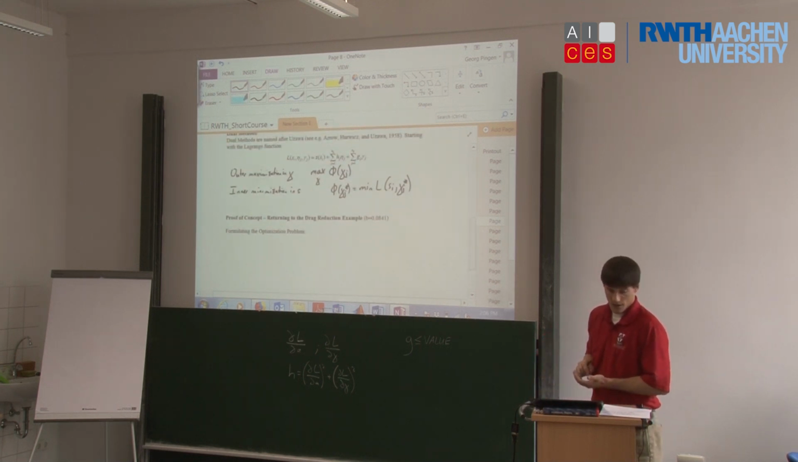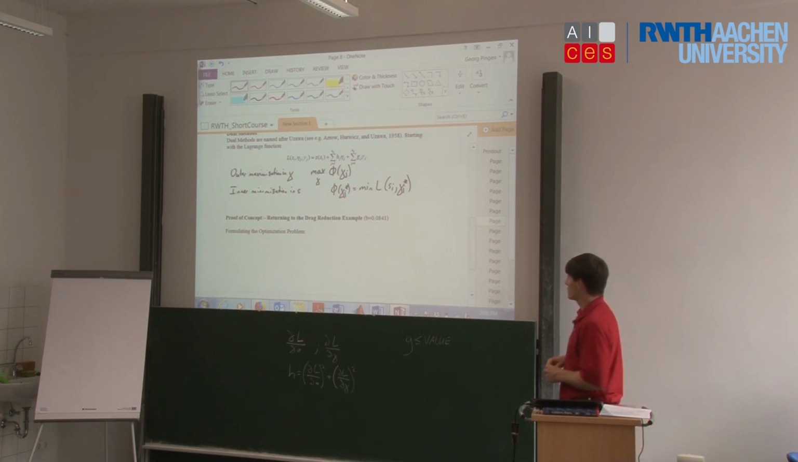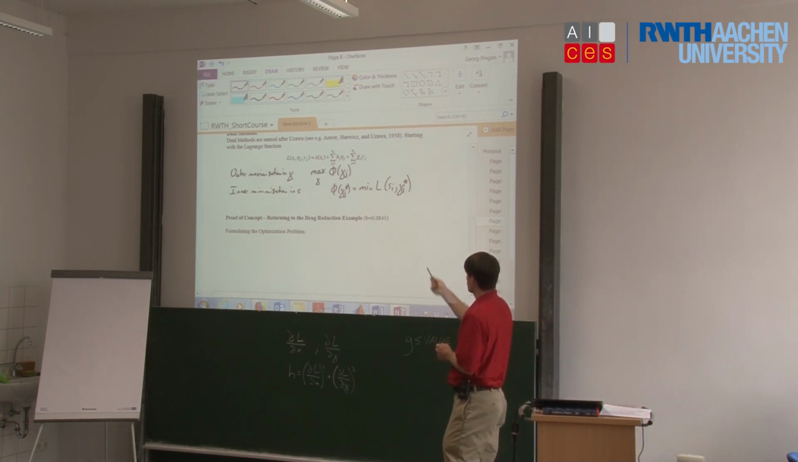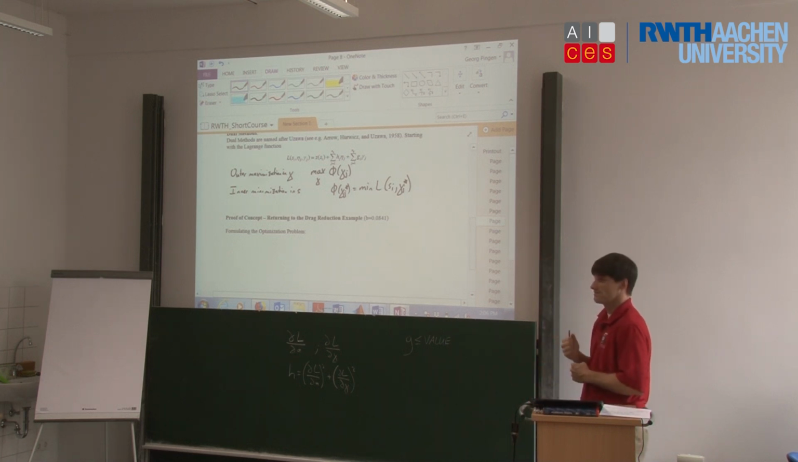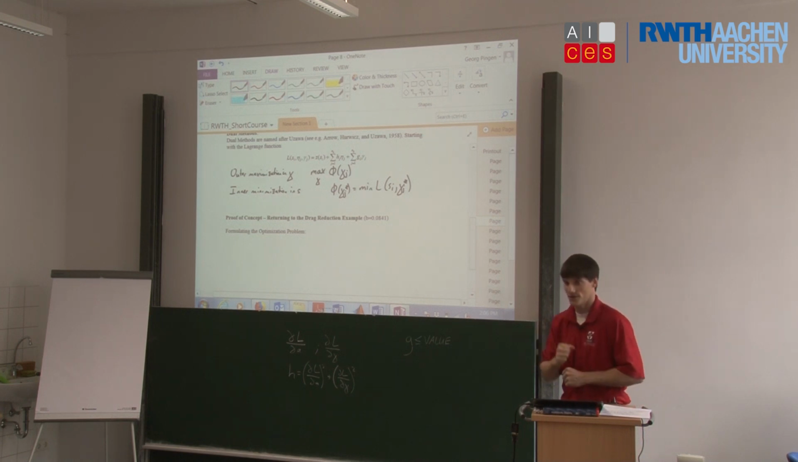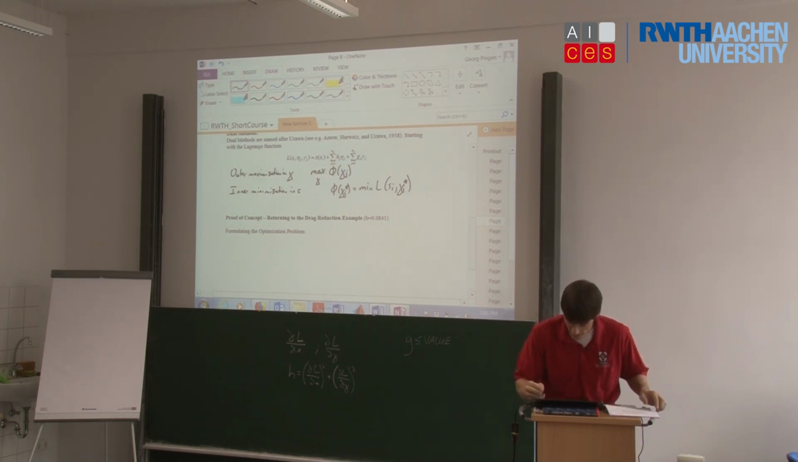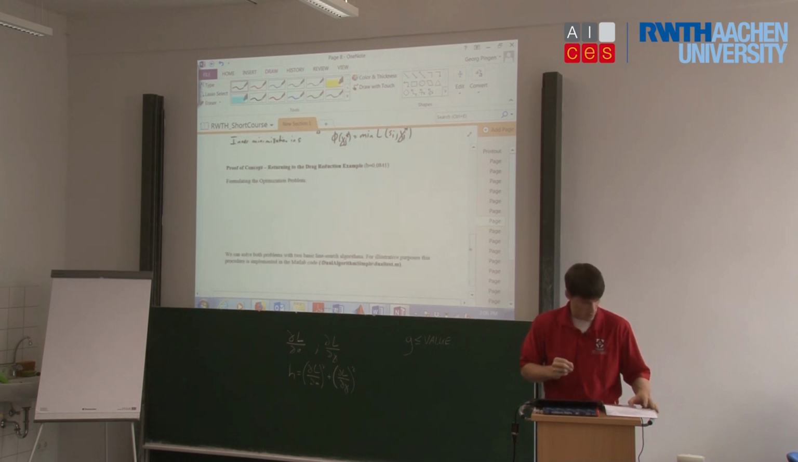Now we can return again to our drag reduction example. We set B equal to 0.0841, and we want to just prove that this works. Instead of just believing this, let's look at whether or not it works.